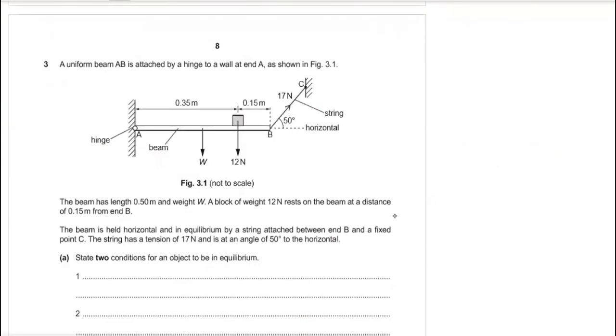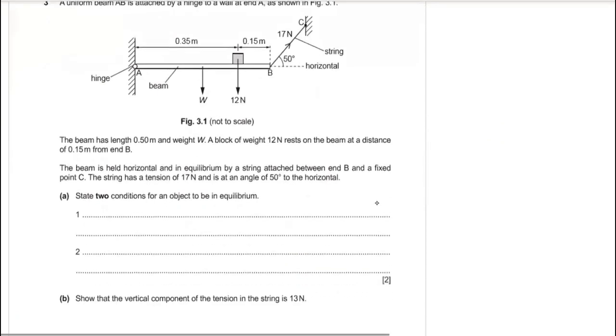A uniform beam AB is attached by a hinge to a wall at the end A as shown. So you are able to see the diagram. We have the hinge there, which is acting as the pivot. We have the beam whose weight is W. There is a block placed there, which weighs 12 newtons. There is tension supporting the beam, and that is in the anti-clockwise direction. So we have been given the information about the diagram.